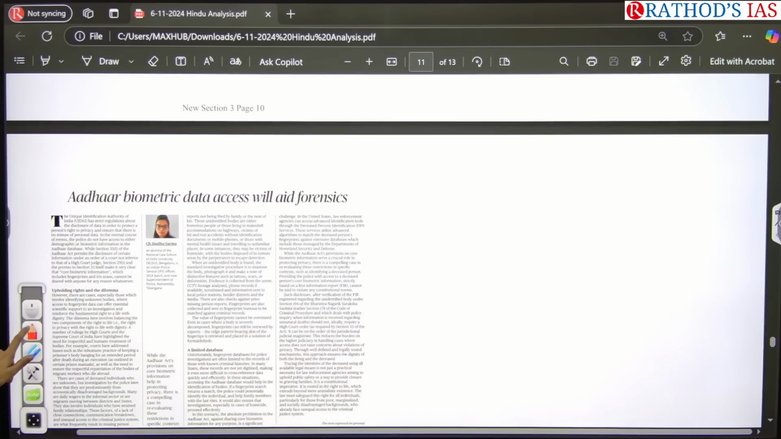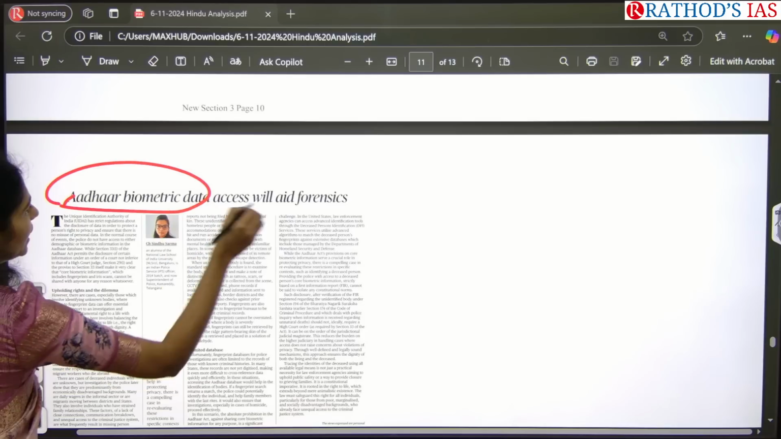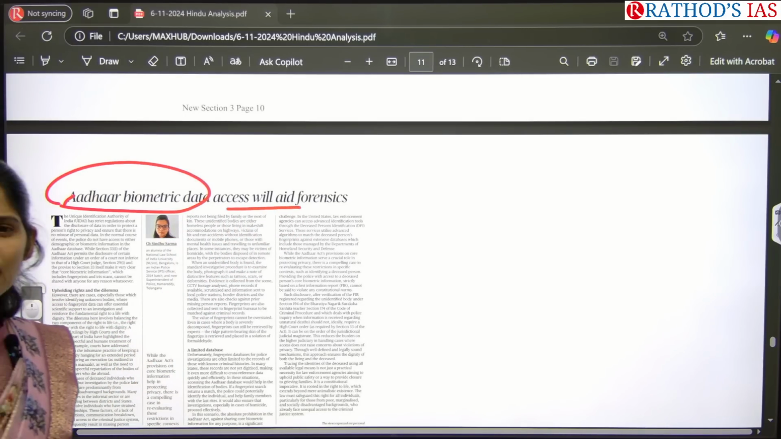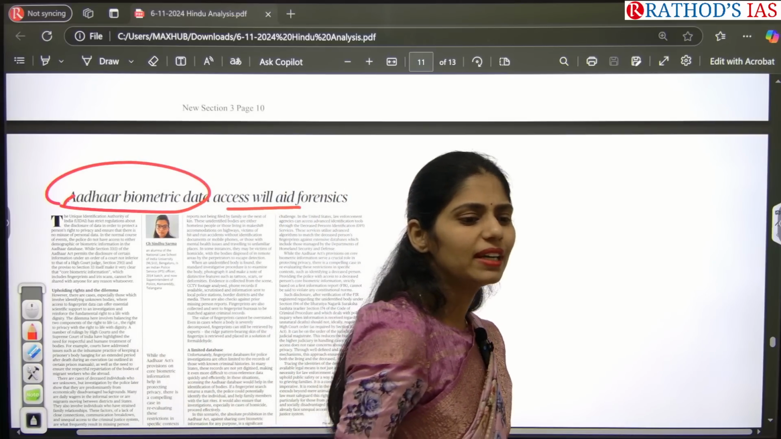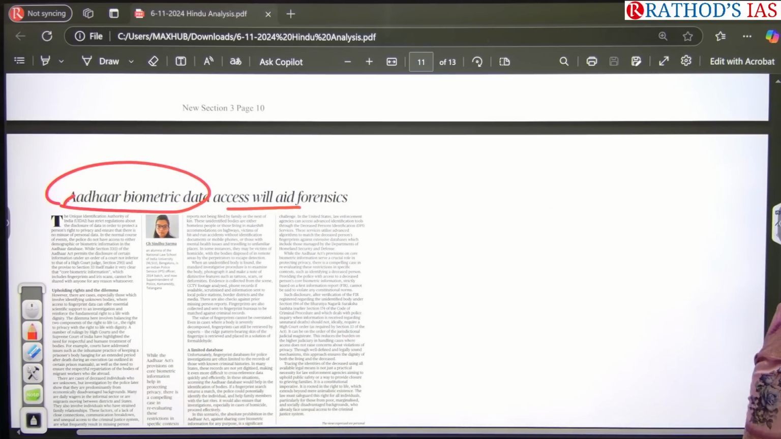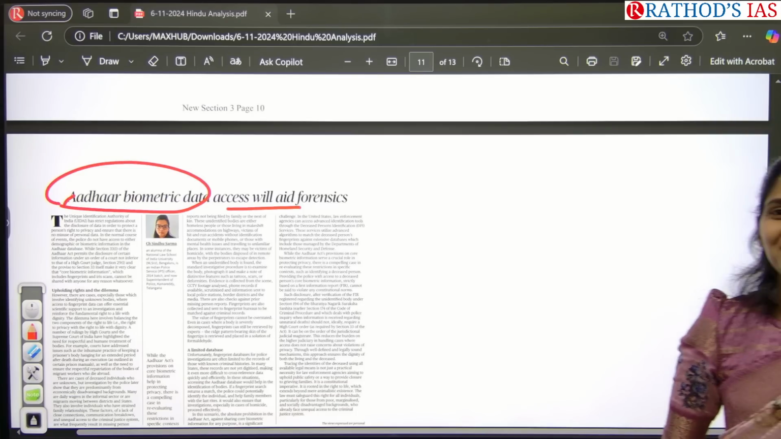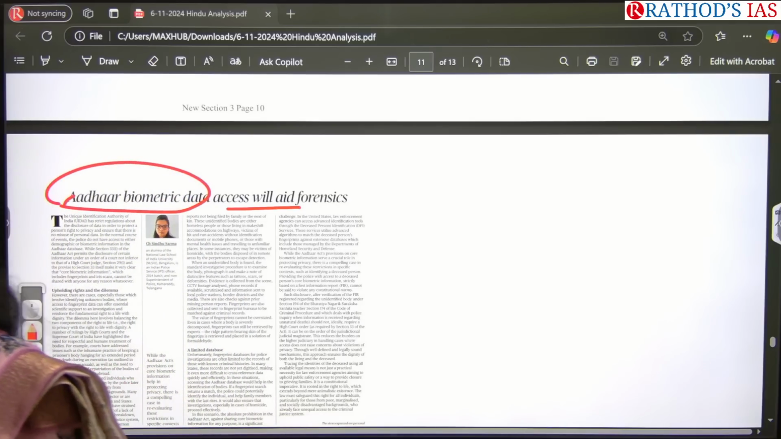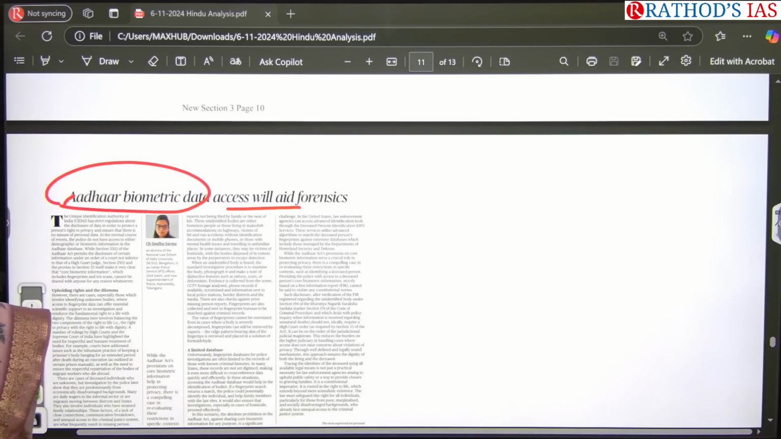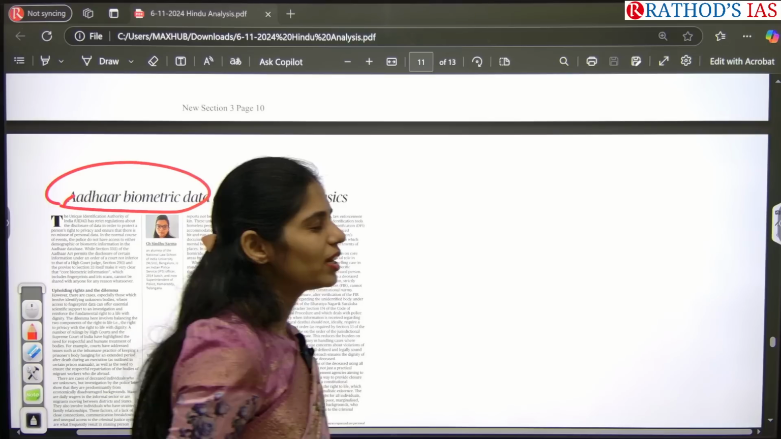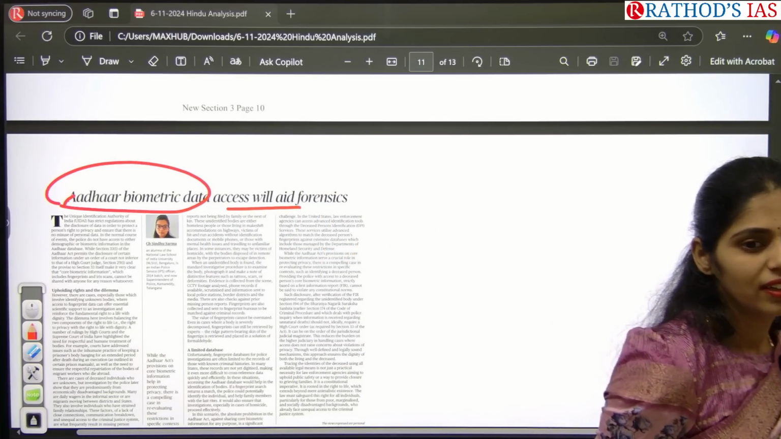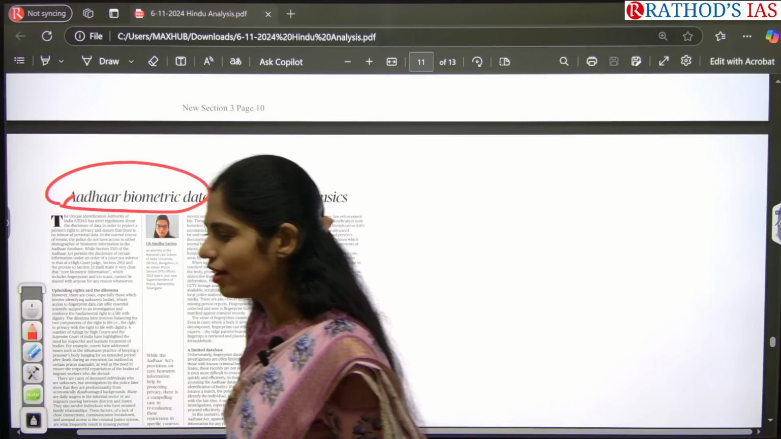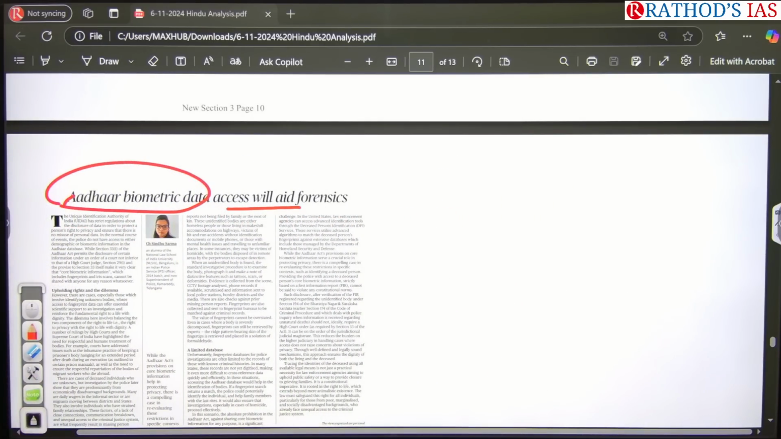And this article says, Aadhaar biometric data access will aid forensics. What is this Aadhaar biometric data? What are the biometric data that are collected under Aadhaar? Fingerprints. Next, iris. Okay, only these two. Face. Next. So how many of you have seen dead bodies across the roadside? Have you? Okay. So to solve those cases, what exactly do we require?